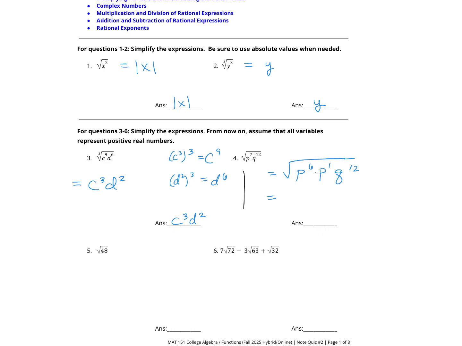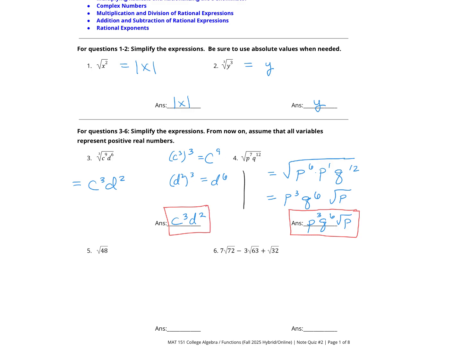What times itself makes p to the 6th? That's p to the 3rd. What times itself makes q to the 12th? That's q to the 6th, and there is a p left over inside the square root. So p cubed, q to the 6th, times the square root of p is my answer for that problem there. And I'll draw a red box around it just to keep the answer separate from the calculation that we did.